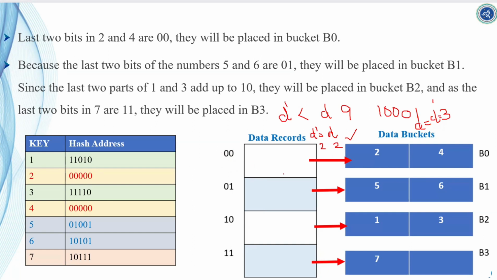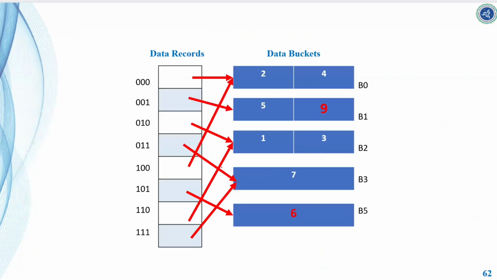So with 3 bits, how many data records will be there? 2 raised to 3 is equal to 8. So it will be starting from 000 to 111: 000, 001, likewise. So we have expanded our data records here from 000 to 111. And these are the buckets.